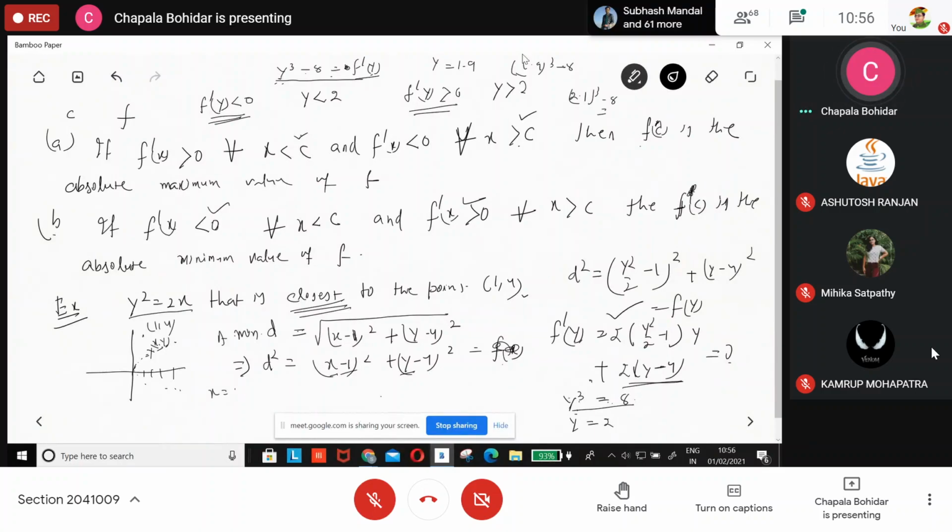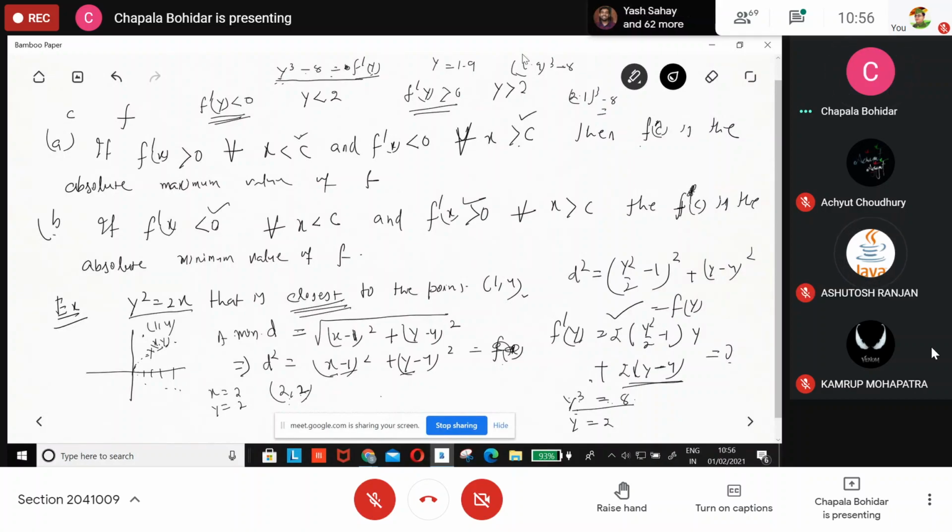What is the value of y? When x is equal to 2, y square is equal to 4, so y is equal to 2. y is also 2. It is in the first quadrant. So at which point? The point is (2, 2). The point is (2, 2), or not?